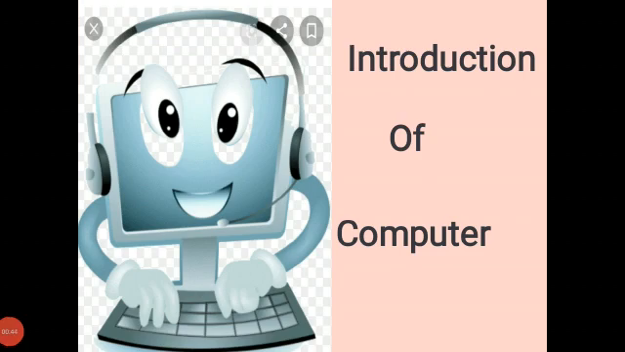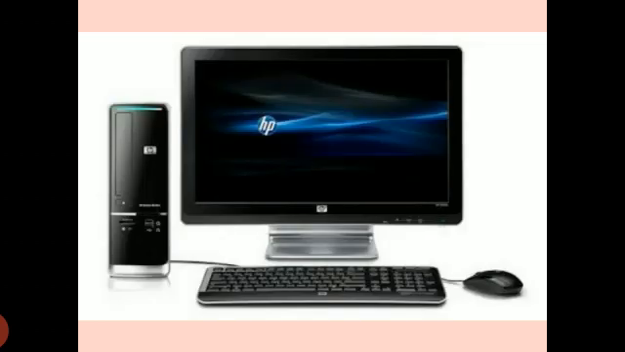Introduction of computer. In my previous class, I taught you about computer. So what is a computer? Let's recall the topic. A computer is an electronic machine that works on electricity. It makes our work easier and faster. A computer works at a very fast speed and does not make any mistakes.